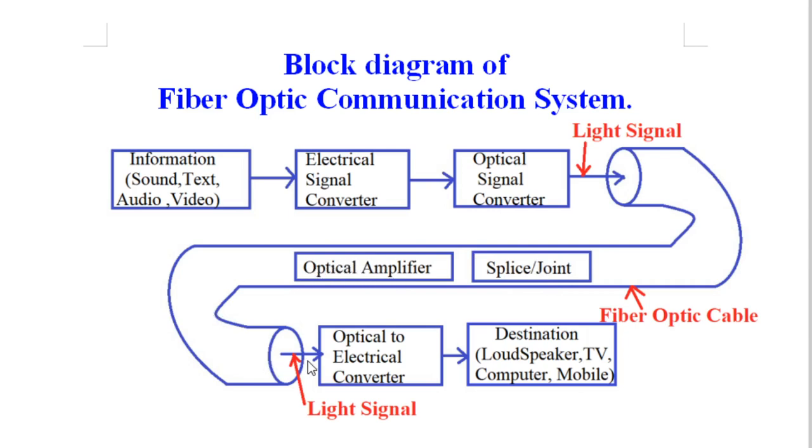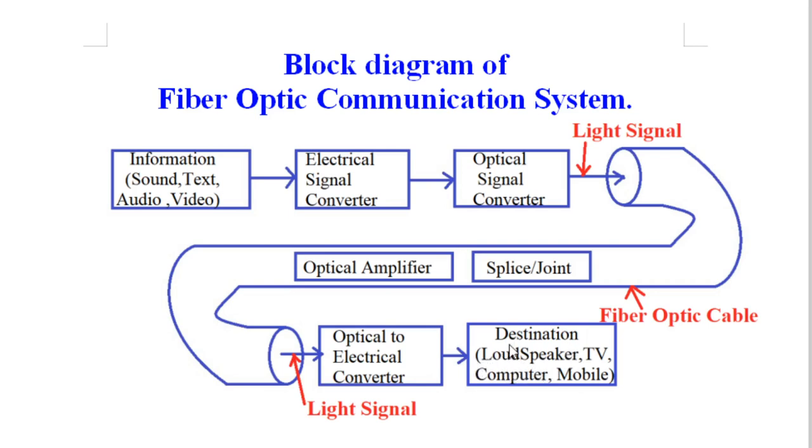When the light comes out over here, this light signal is converted into electric signal by the optical to electrical converter. The last block is the destination. Destination means, whatever information signal was there, suppose sound waves, are converted into electric signal with the help of a transducer, the so-called microphone. And here that electric signal will be converted further into sound waves by using a loudspeaker.